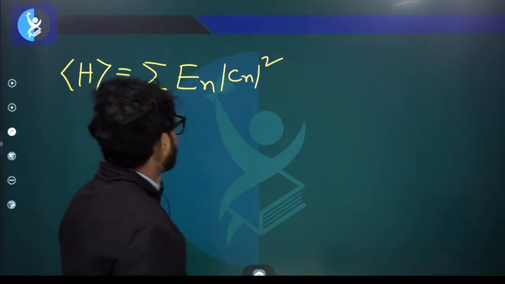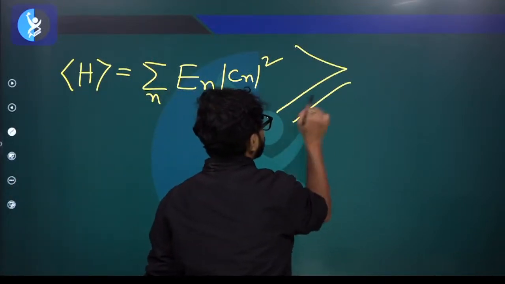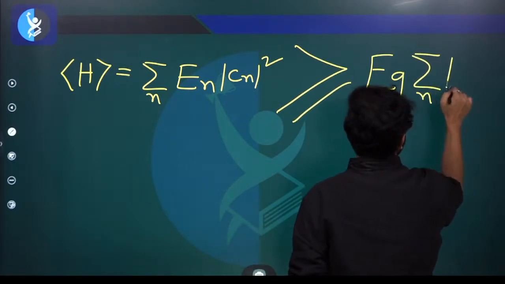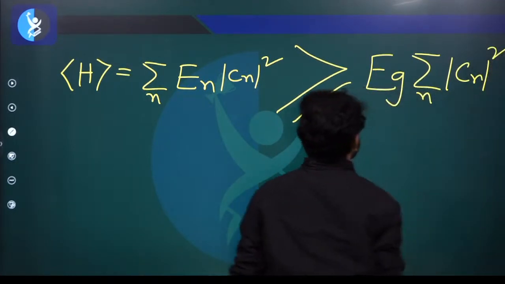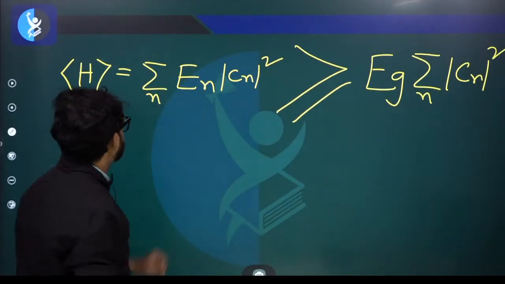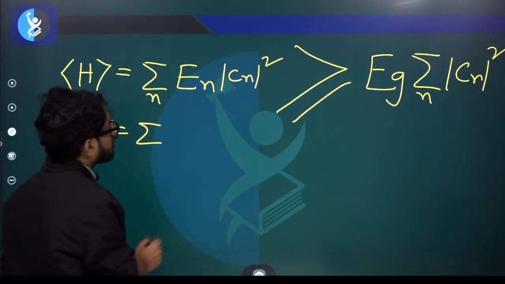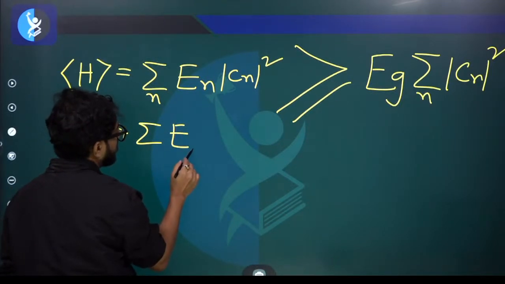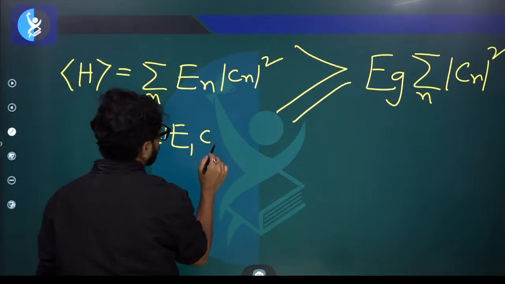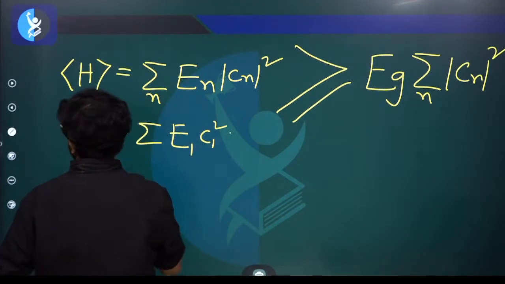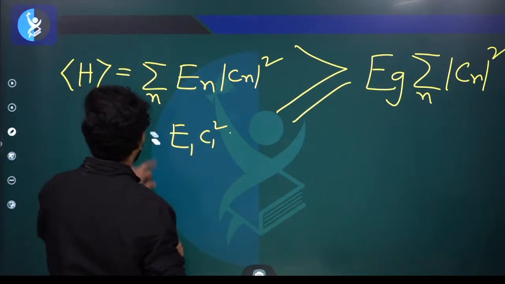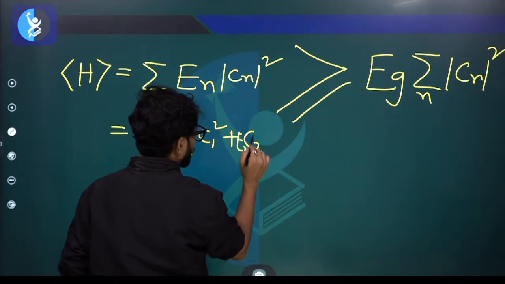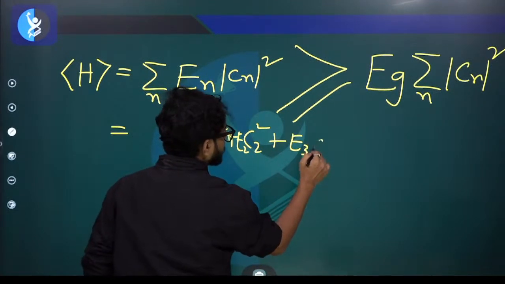This value will definitely be greater than or equal to Eg, if I could write it down, times the sum over n of mod Cn square. Of course, because the first term in the summation is what? En is E1, which is the ground state. So definitely the first term will be E1 C1 square. Okay, the first term in the summation. Second term, E2 C2 square. Third term, E3 C3 square.